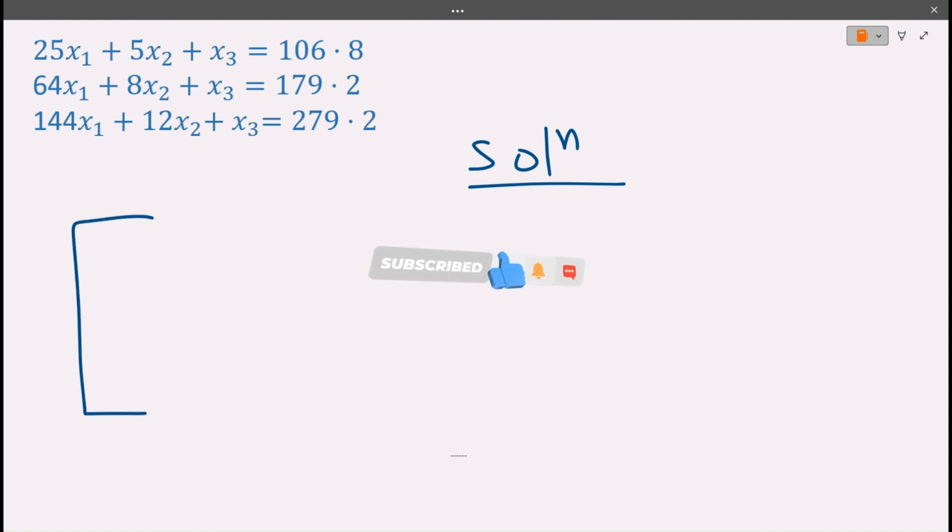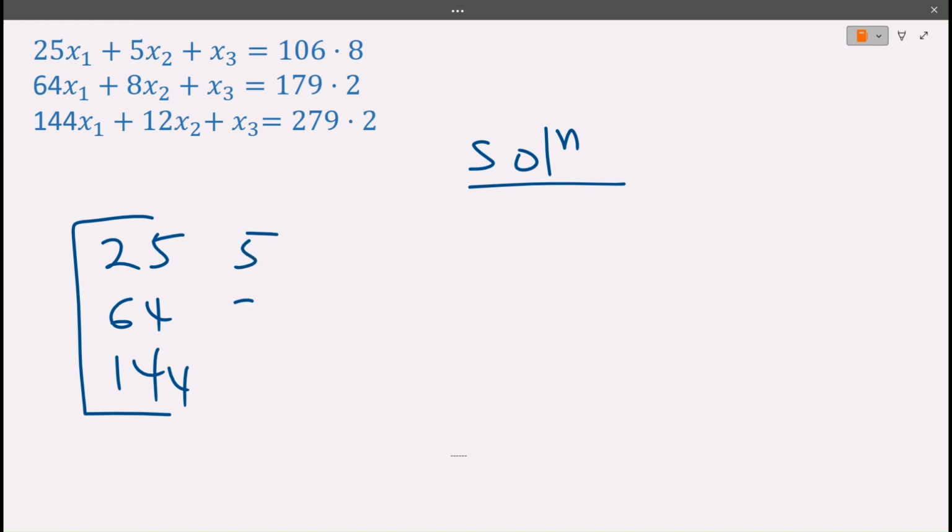So the first column of our augmented matrix is going to be the coefficients of S1, the second column is going to be the coefficients of S2, and the third column is going to be the coefficients of S3. So we have the values on the right hand side.